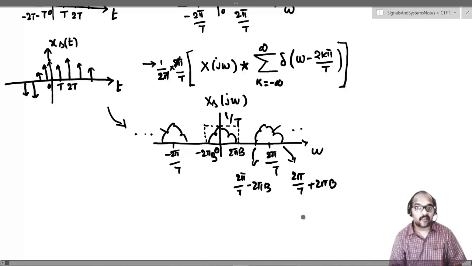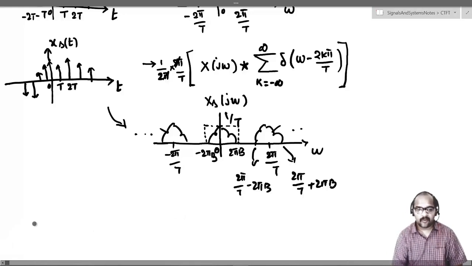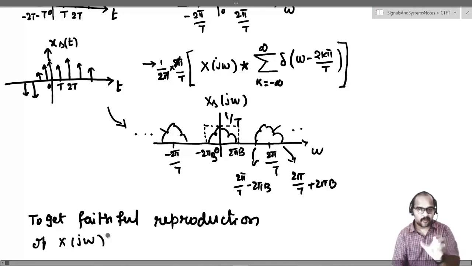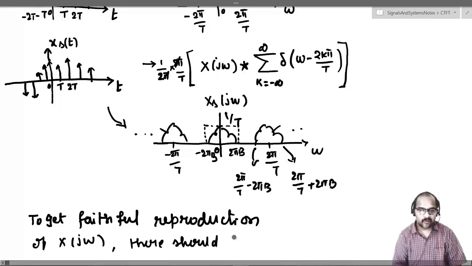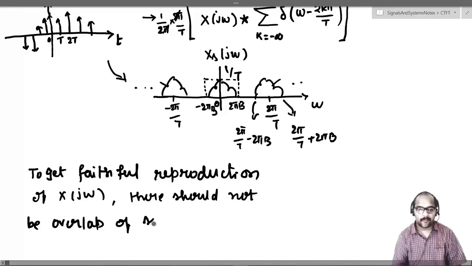But what is the first thing you should take care of? These replicas of the Fourier transform should not cross over with each other. If they cross with each other, what will happen? Even at the time of reconstruction, we cannot get back our X of j omega. So to get a faithful reproduction of X of j omega, from Xs of j omega you want only X of j omega. There should not be any overlap of spectra. These replicas should not overlap with each other.